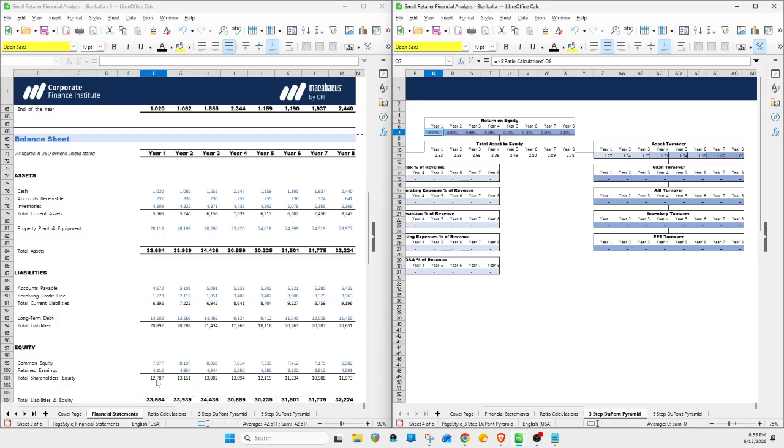Next, we move on to return on equity, which is all 3 ratios multiplied by each other, and they reconcile out. Net profit margin times asset turnover times financial leverage. Or it can also just be net income over equity.